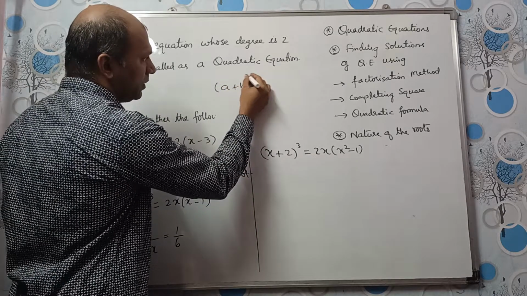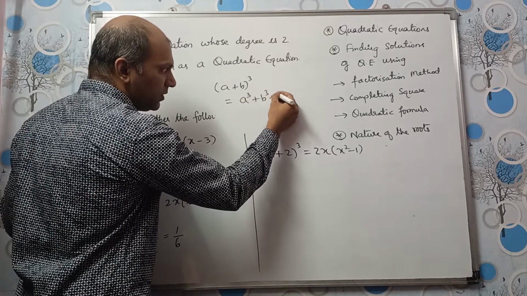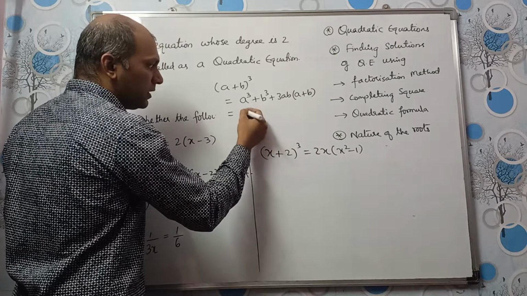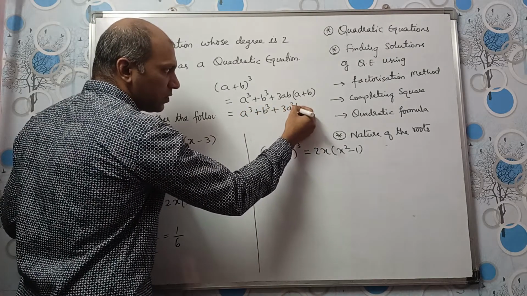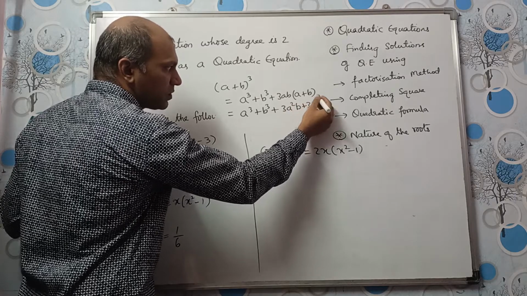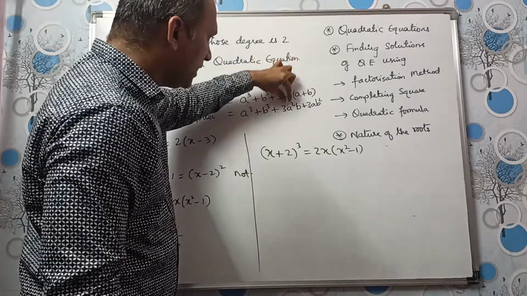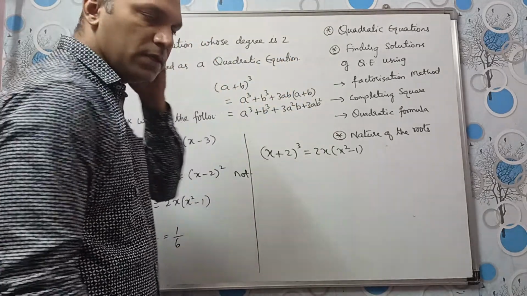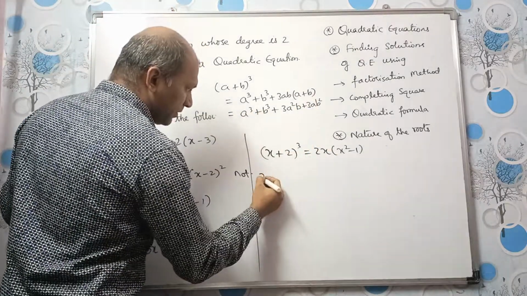(a plus b) whole cube, we can write it in two forms. a cube plus b cube plus 3ab multiplied by (a plus b), or a cube plus b cube plus 3a square b plus 3ab square. These two are exactly same. If you multiply 3ab with a, 3a square b will come. 3ab with b, 3ab square will come, right? Okay. So if you expand, let us use the second form.